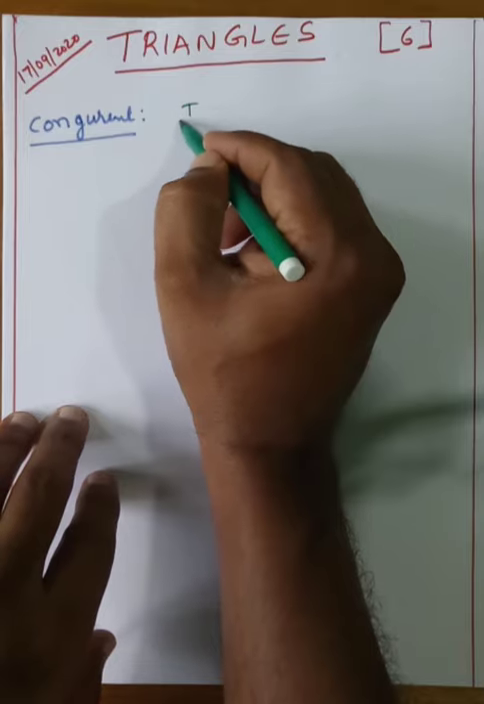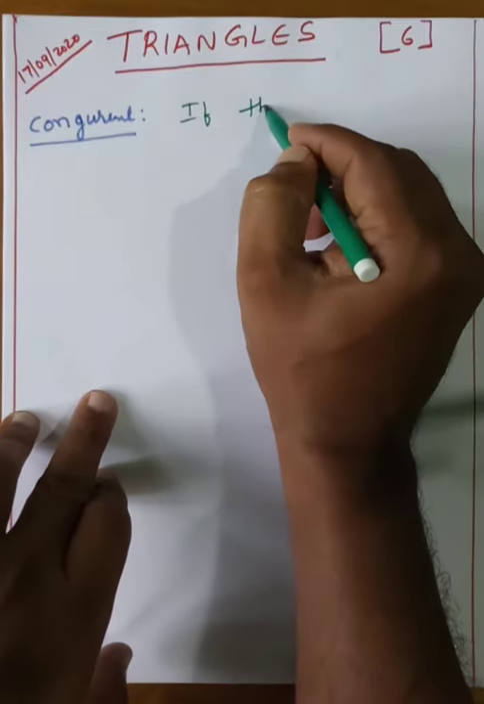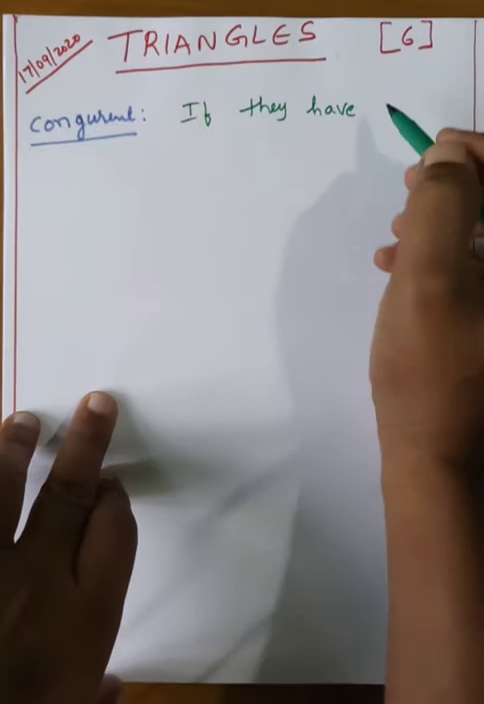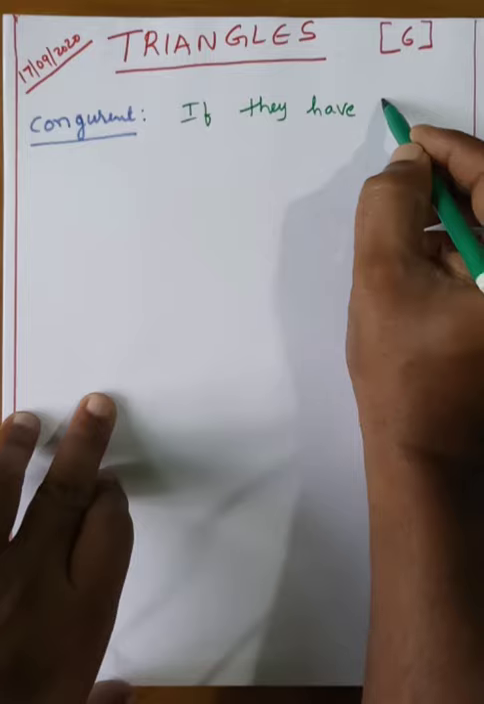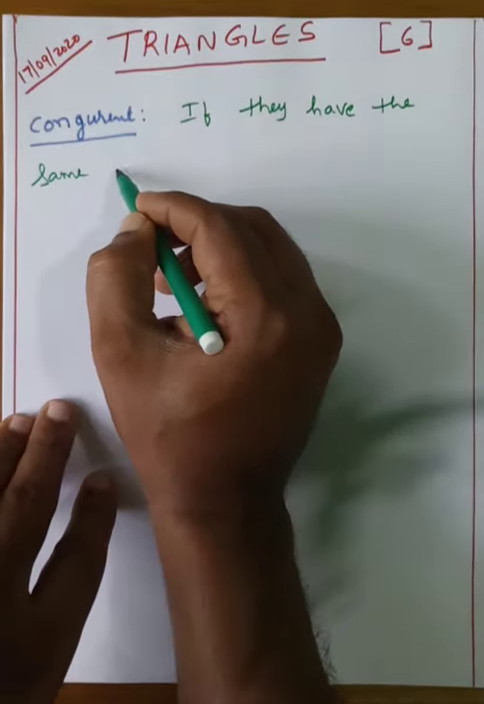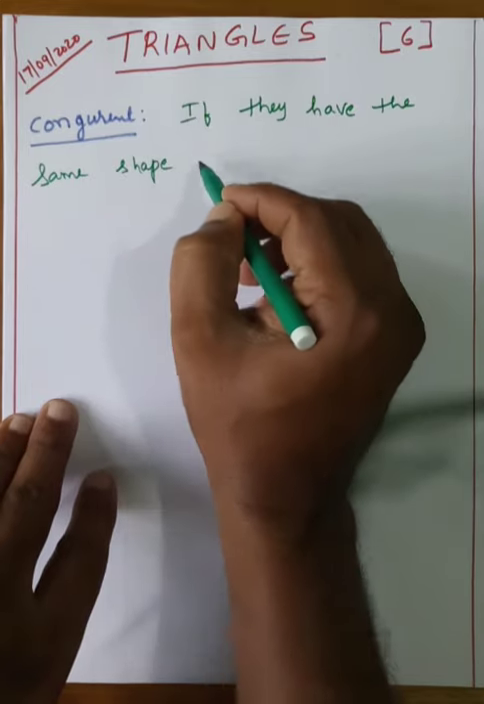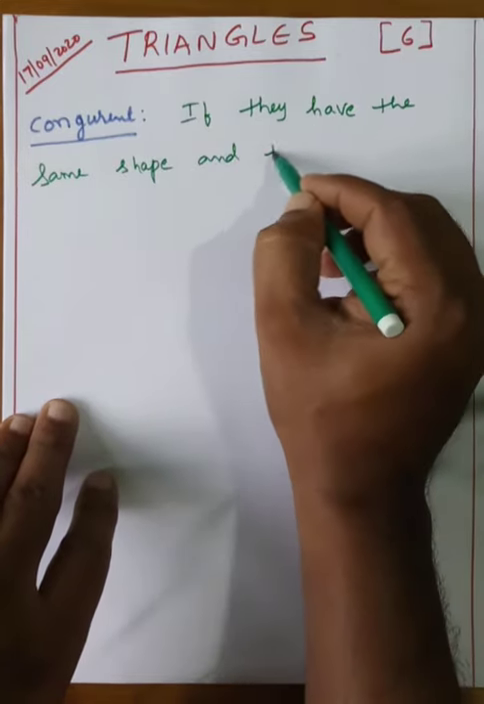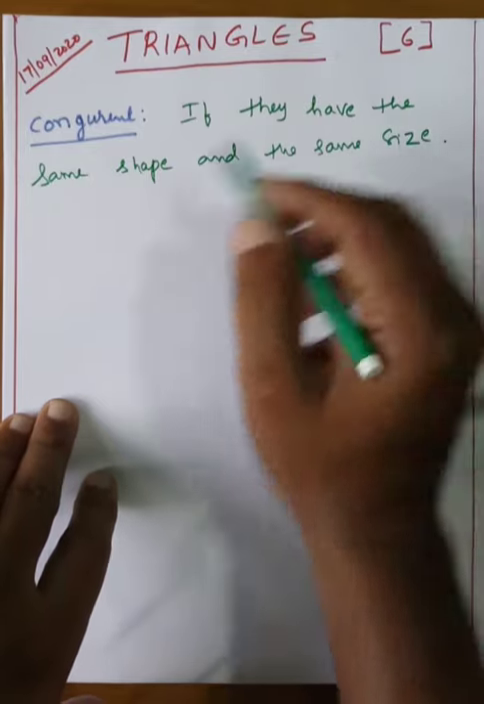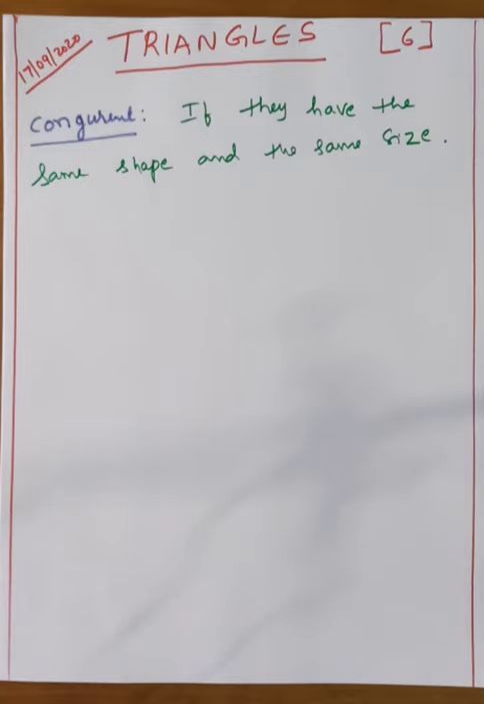If they means figures, polygons, whatever they may be, if they have the same shape and the same size, they are called congruent figures. The two figures have the same shape and the same size. We already learned this in class 11.